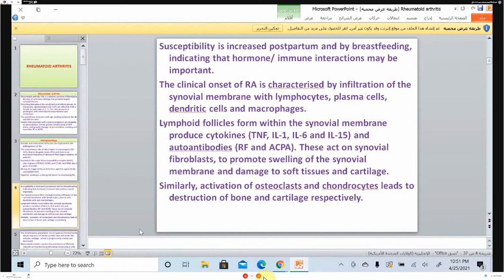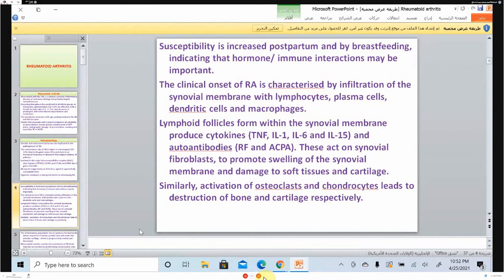The clinical onset of rheumatoid arthritis is characterized by infiltration of the synovial membrane with lymphocytes, plasma cells, dendritic cells, and macrophages. Lymphoid follicles form within the synovial membrane, produce cytokines, including tumor necrosis factor, interleukin-1, interleukin-6, and interleukin-15, and autoantibodies, rheumatoid factor, and anti-citrullinated peptide antibody. These act on synovial fibroblasts to promote swelling of the synovial membrane and damage to the soft tissues and cartilage.